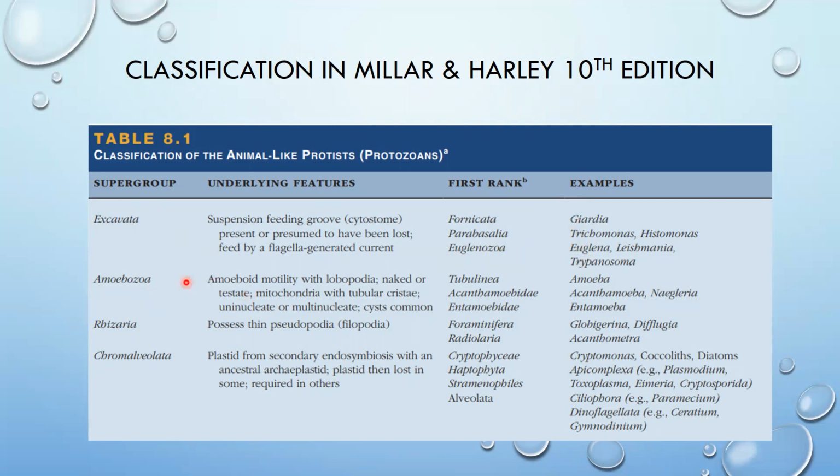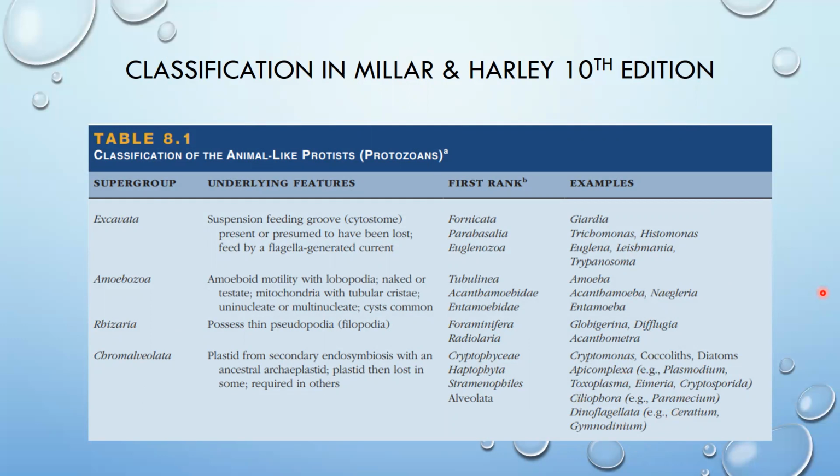Similarly, the second group is the Amoebozoa, which includes the amoeba, and their first ranks are Tubulinea, Acanthamoebidae, and Entamoebidae, along with their examples. Now, the third group is the Rhizaria, which includes the pseudopodia containing individuals, the foraminiferans, and the radiolarians. The Chromalveolata includes the cryptophytes, haptophytes, stramenopiles, and alveolata, along with their respective examples.